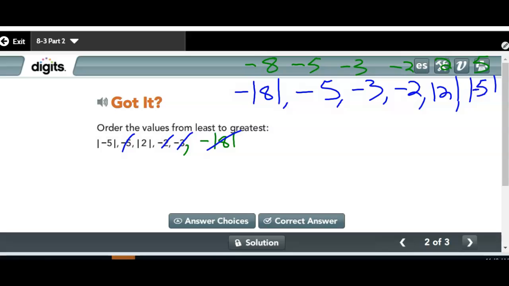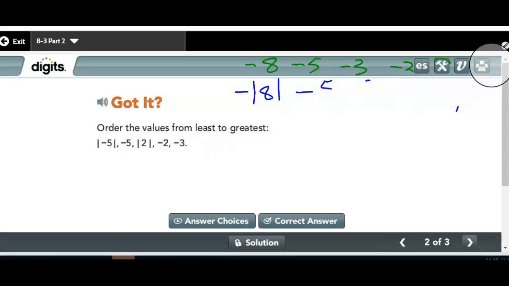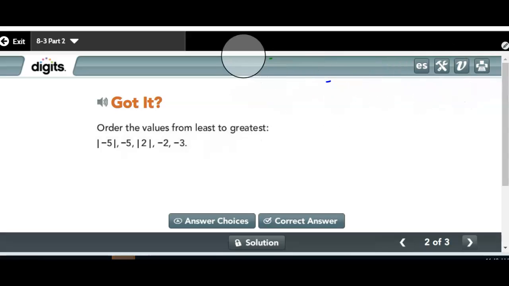Okay. Questions? Melody? We're not going to go over that. Okay. We're not going to go over the next one because it has to deal with rational numbers, which we will do later on this year. And not too far away.